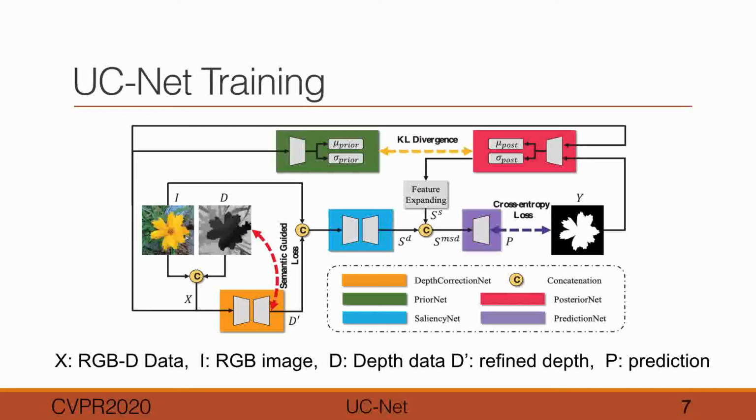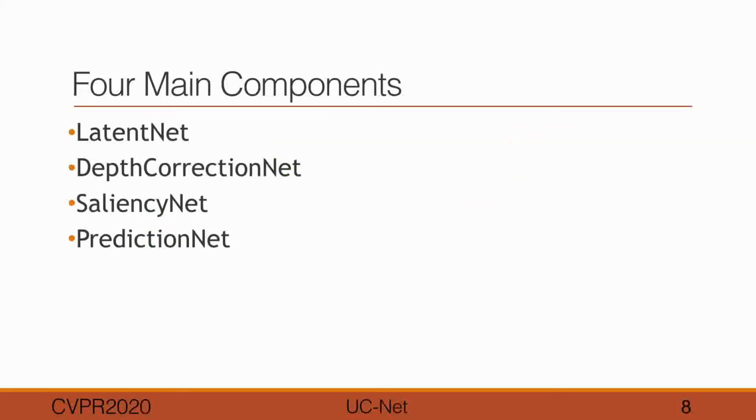Following the conventional CVAE, we design a probabilistic RGB-D Saliency detection network, which takes an RGB-D image pair as input and produces diverse saliency predictions with a random latent variable Z embedded in the network, representing the subjective attribute of saliency. Four main modules are included in our network: LatentNet, Depth CorrectionNet, SaliencyNet, and PredictionNet.